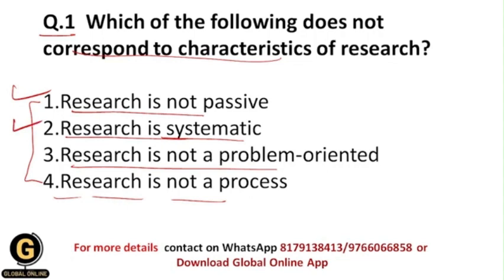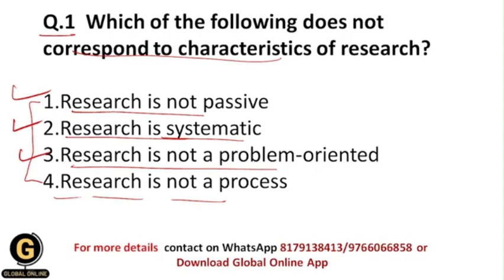Research is not problem oriented. It means that research is solution oriented, because we already have the problem and we need to solve that problem, and for that process we need research. Okay, and that's why research is basically solution oriented. It is not problem oriented, and that's why again this is a characteristic of research.